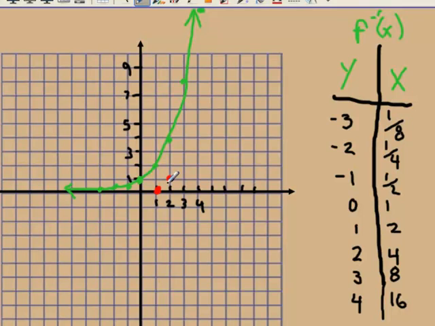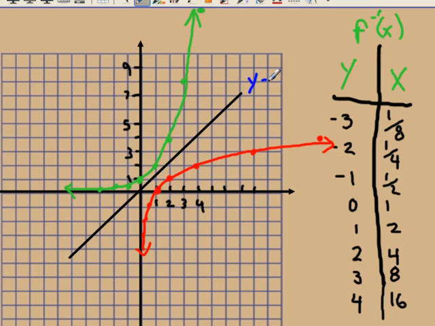When x is 4, my y value is 2. When x is 8, my y value is 3. When x is 16, off my scale, my y value is 4. And going back the other way, when x is 1/2, my y value is -1, and so on, and so on. So I'm trying to make this a nice smooth curve. My inverse exponential function looks something like that.